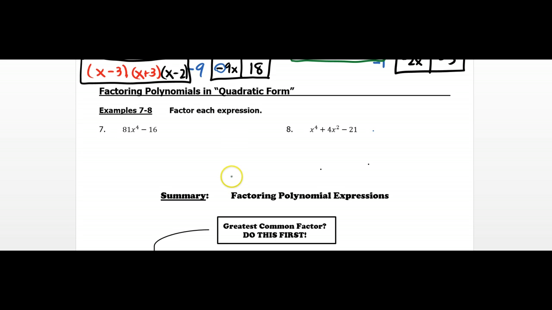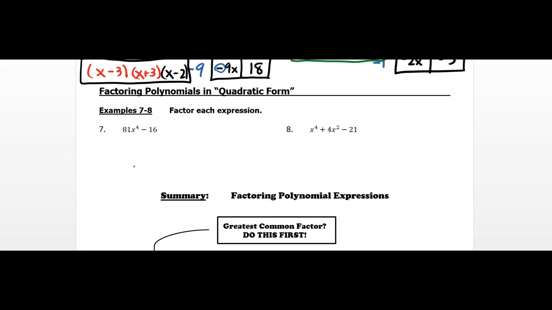Okay, for these last two problems, I just want to talk about how to factor polynomials by using one of your quadratic methods, or by rewriting them in quadratic form. And what that means is just applying some of the factoring rules we used in the last unit to some higher degree polynomials. For instance, number 7 here, we have 81x to the 4th minus 16. Now, even though this isn't a quadratic, even though it's not a degree 2, I can still use some of those rules we use with quadratics.